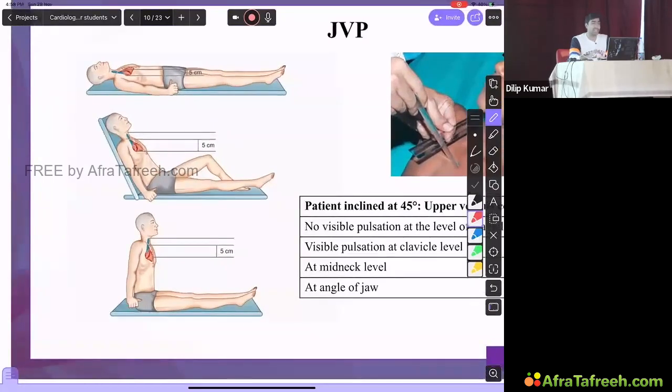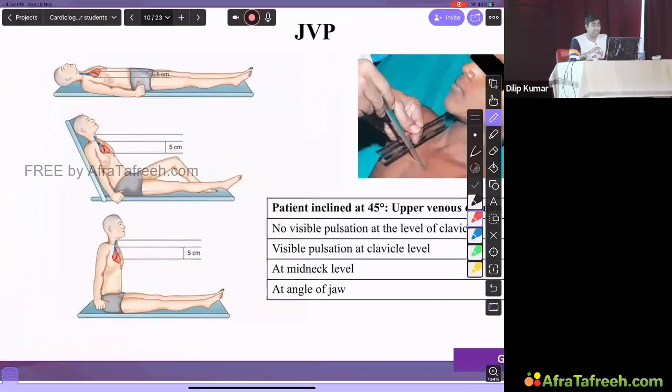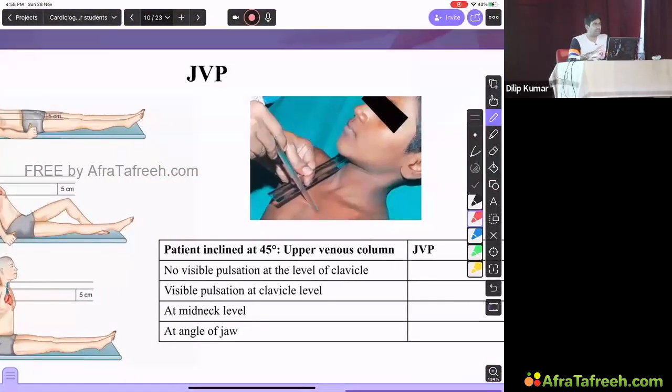There are two important things to note. First of all, we need to know about the ways to measure JVP. Ideally, remember, it can be measured in any position, but at least for exams, you should say the patient should be seated at 45 degrees, which means we call it a semi-recumbent position. So that is 45 degree, semi-recumbent. And the patient's neck should be relaxed. That is the idea.